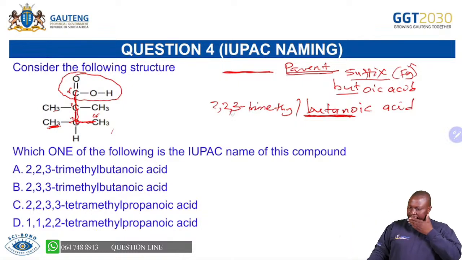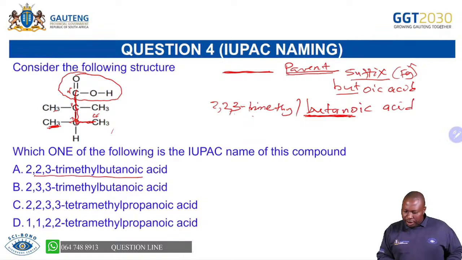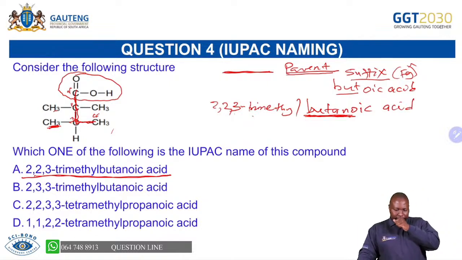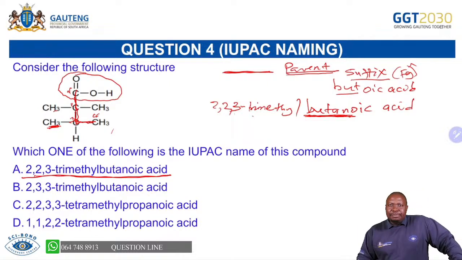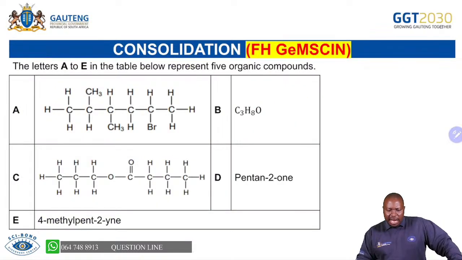And remember, we said this is an acid. So you will say 2,2,3-trimethylbutanoic acid. You can see our option is number A there. Then we're able to answer the question. I hope that helps you when you deal with your naming.